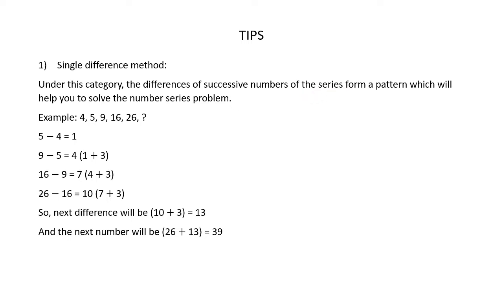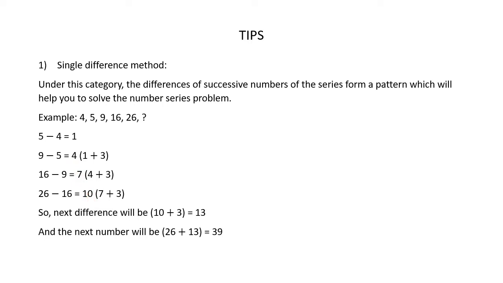For example, look at this number series 4, 5, 9, 16, 26 and question mark. You have to find out the number that has to come after 26. Now first find the difference between the successive numbers of the series. So 5 minus 4 is 1. 9 minus 5 is 4. 16 minus 9 is 7. 26 minus 16 is 10. So now you have found the differences of successive numbers as 1, 4, 7 and 10.